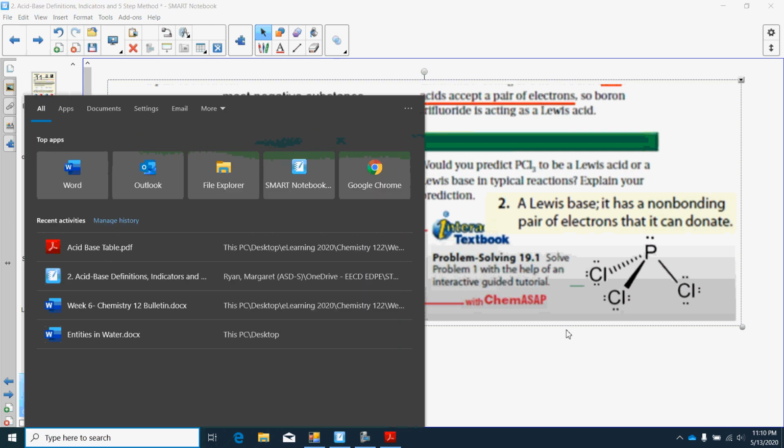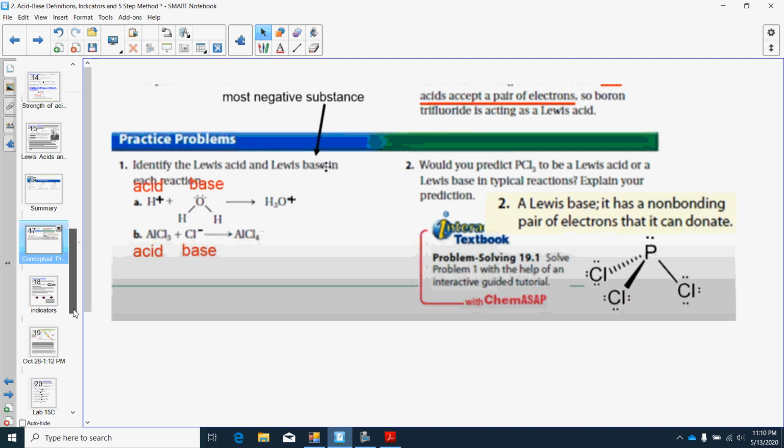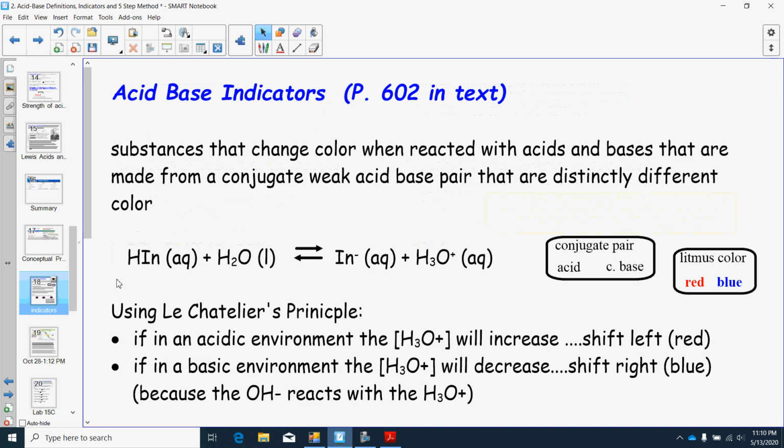All right, one last thing. Trying to keep this video short because I know the last one was a little longer. So the last thing I wanted to talk about, and it won't take too long, is pH indicators. pH indicators are substances that change color depending on if they're in an acidic environment or a basic environment. Okay? So this is actually the second part of section 19.3 in your textbook, page 609.